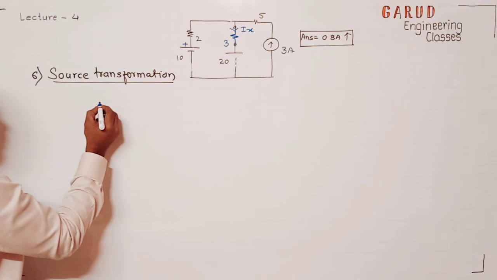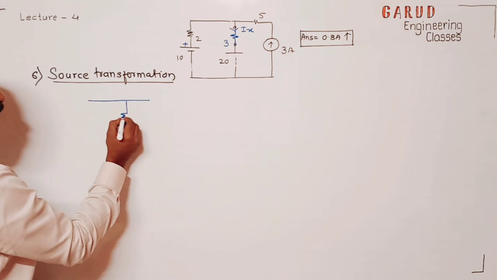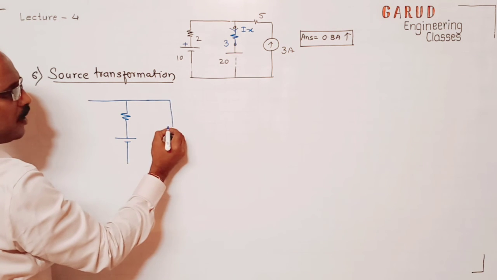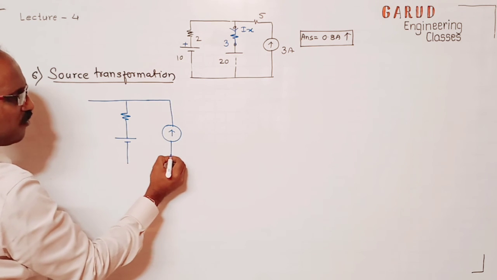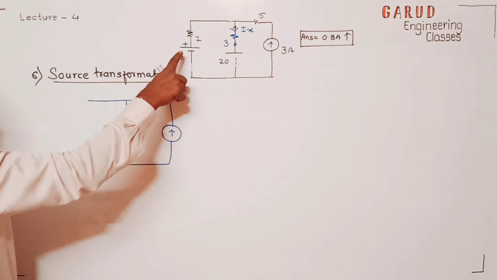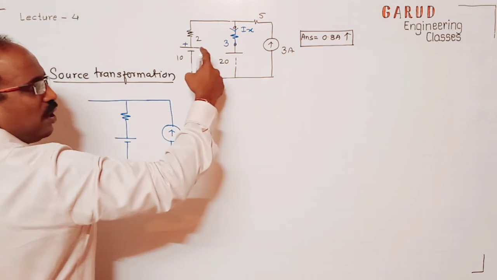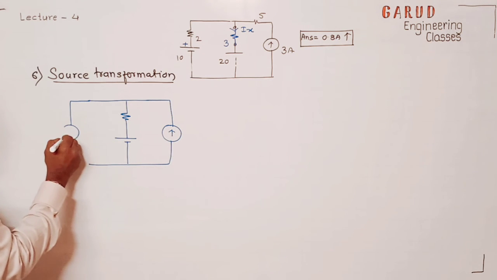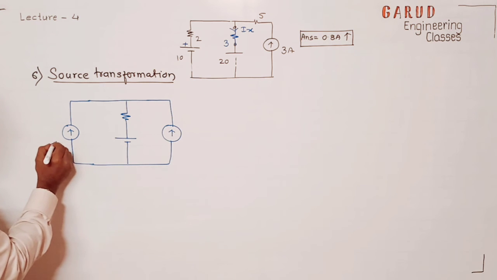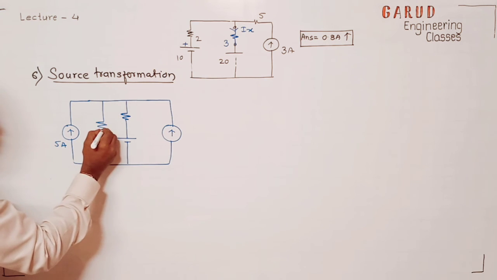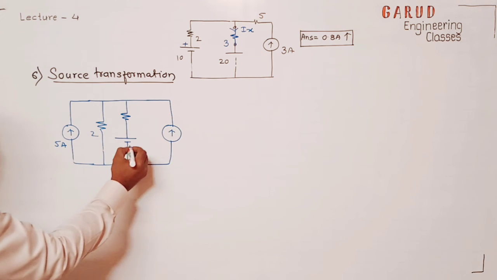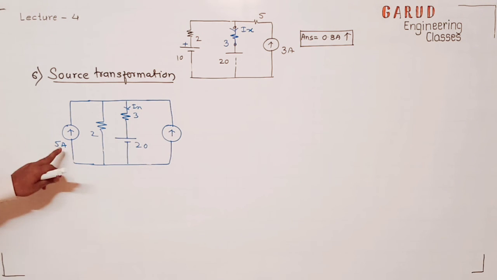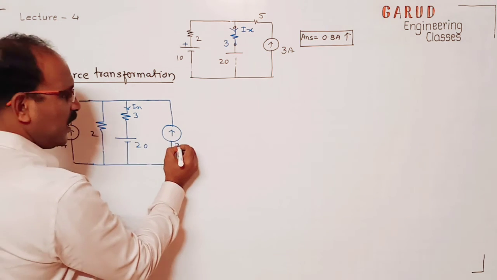So first thing in source transformation: remove this resistor. Removing a resistance which is in series with the current source means shorting the resistance. Convert this voltage source into a current source, that is 10/2, which is 5 amperes, in parallel with 2. This is 20. This is 3. We don't have to touch this branch. Now the 5 amperes and this 3 ampere we can add.